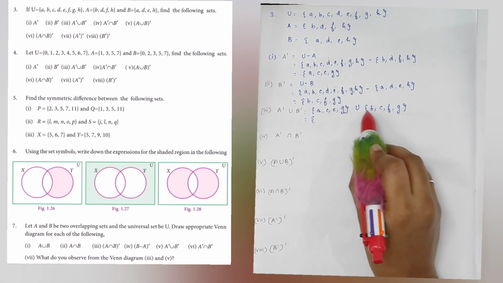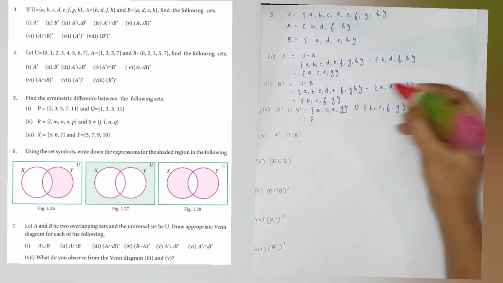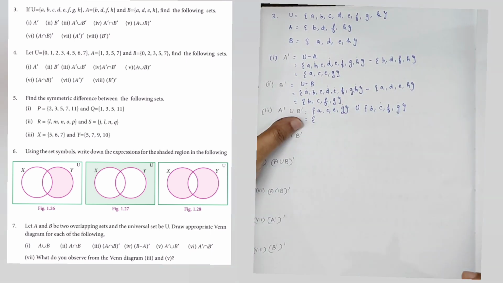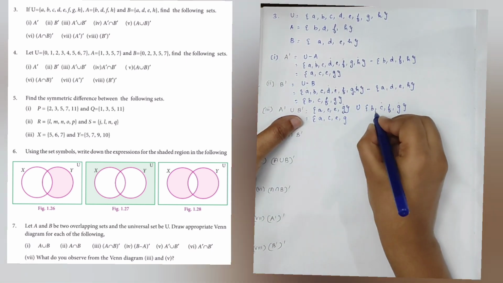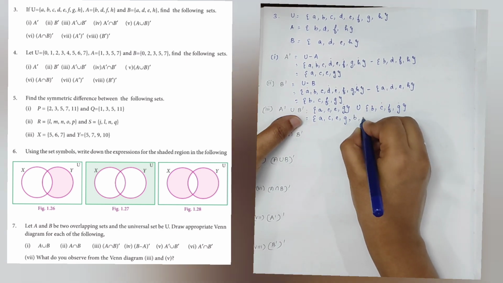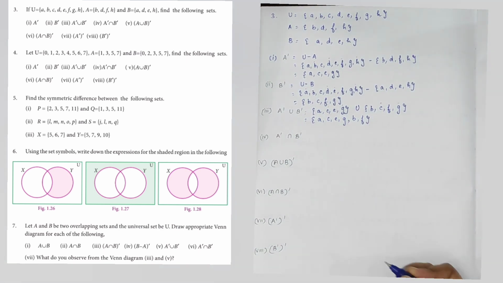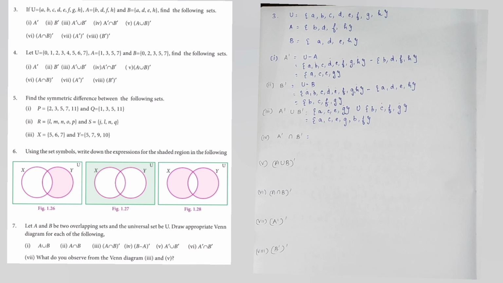Okay. So which is common here? C it is common. G it is common. Okay. So you can list out the common elements only once. So list out the elements A, C, E, G and B and F. B, F. Understood? Now similarly do it for A complement intersection B complement.